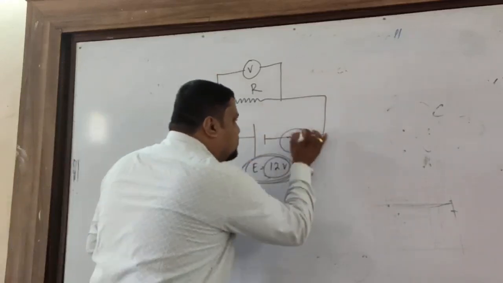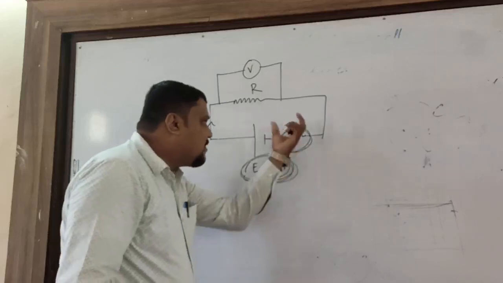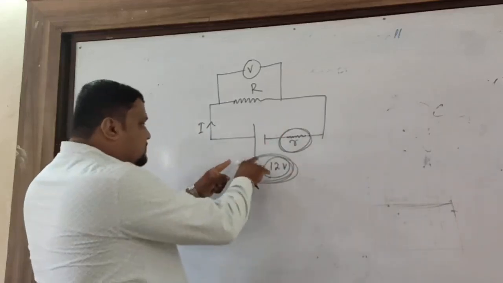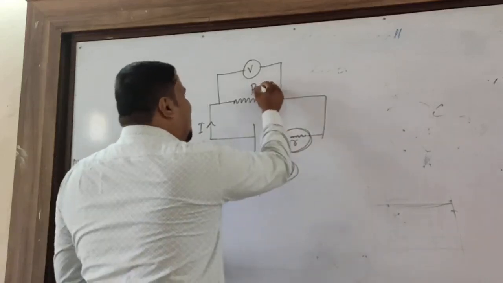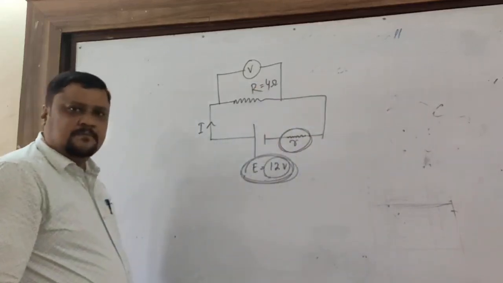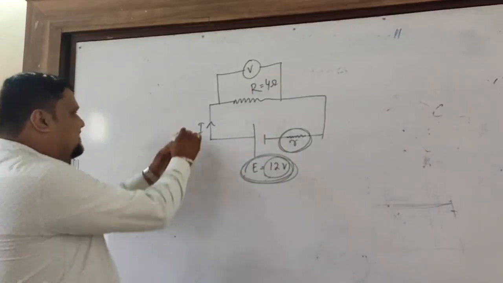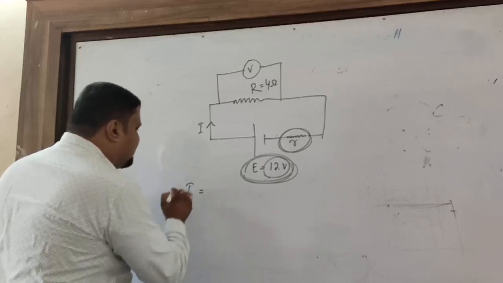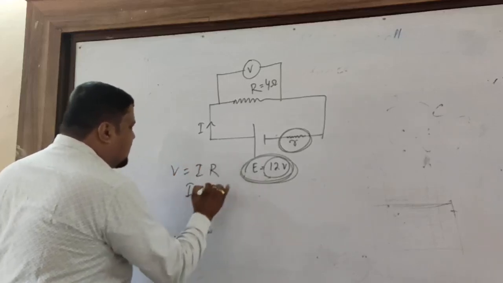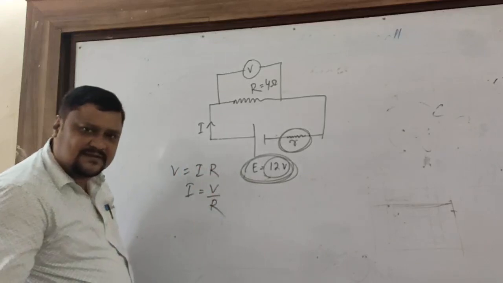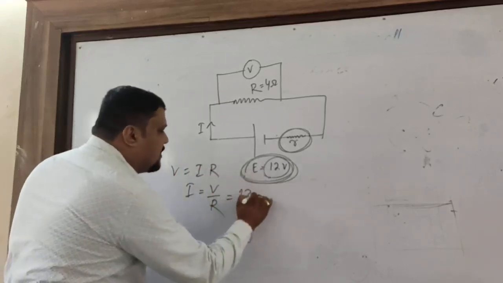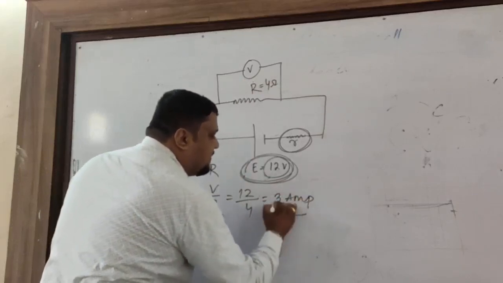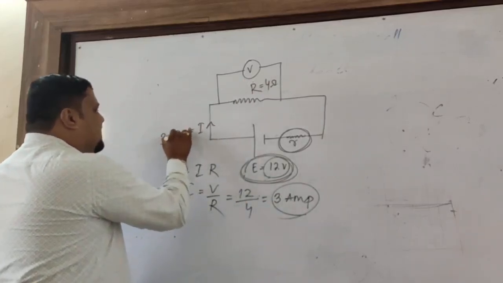When the current goes through this resistance R, there is a drop. Suppose this R is equal to 4 ohm and EMF is 12 volt. What is the current? By simple Ohm's law, V equal to IR, so I equal to V by R. Suppose 12 volt, R is 4, that gives 3 ampere.